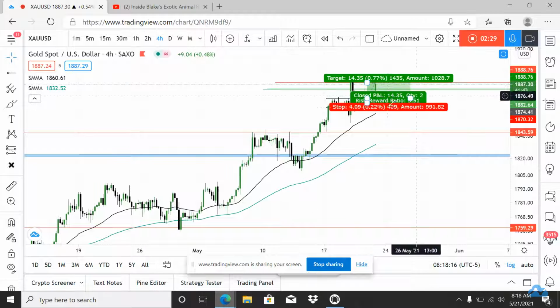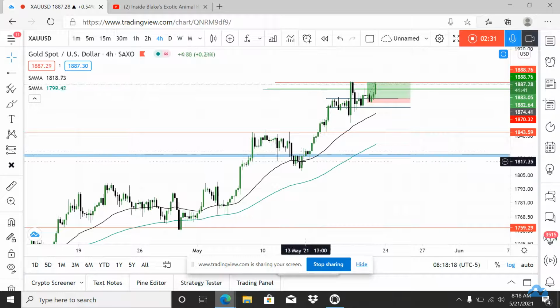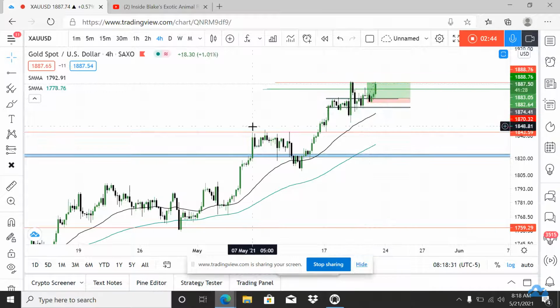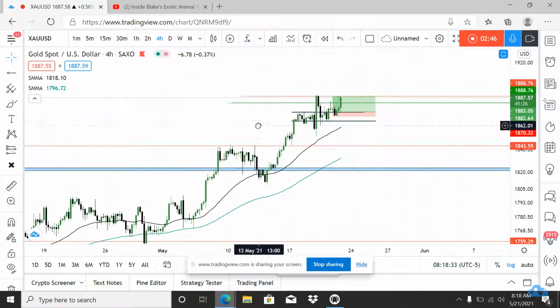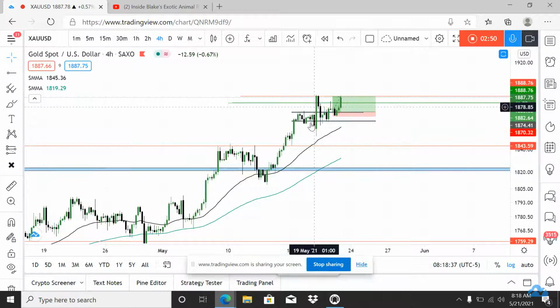So basically what I saw on the 4 hour was price break out of this zone, or this range right here, and then this resistance turned into support. And then price was making a lot of ugly movement, if you want to say, because it bounced around in here, spiked down, then spiked up, came back down. So it was just bouncing around.